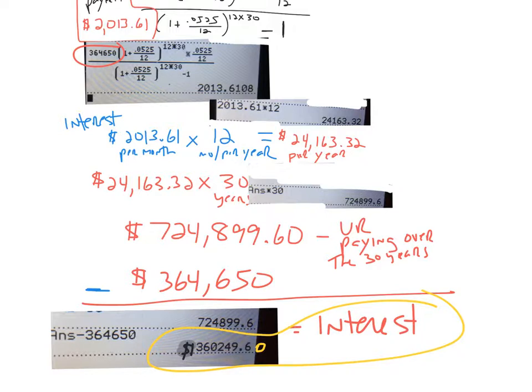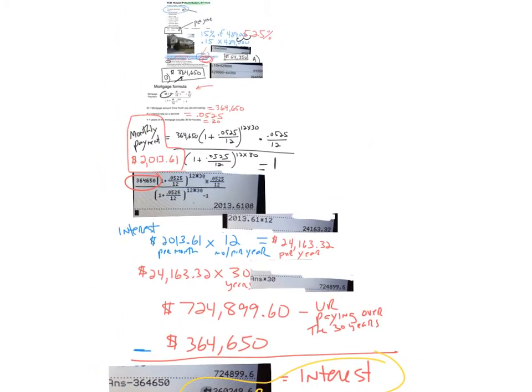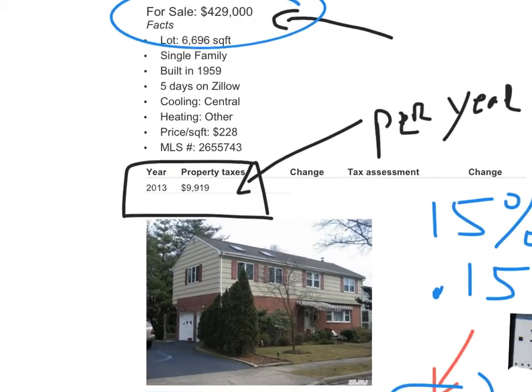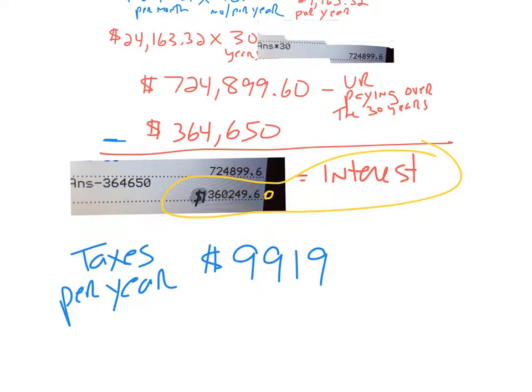Finally, we're going to have to figure out how much your total final payment is going to be to the bank, including your taxes. This particular house, they tell you that the taxes per year are $9,919. Taxes are always given to you per year, but since we pay our mortgage monthly, we're going to divide that by 12 to see how much per monthly payment your taxes are.